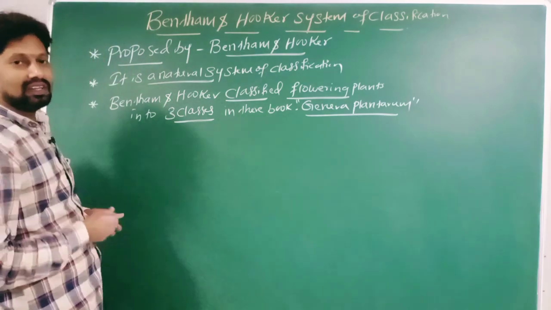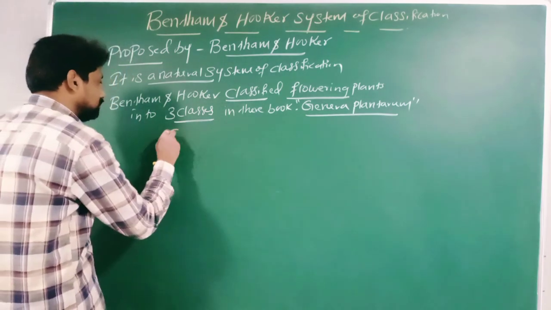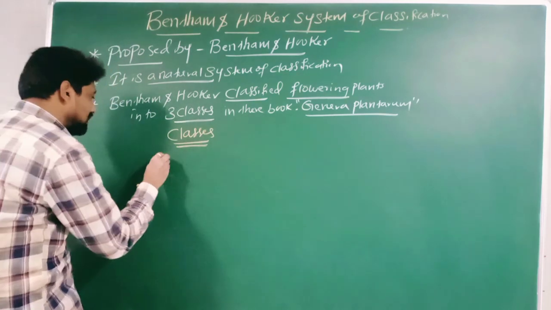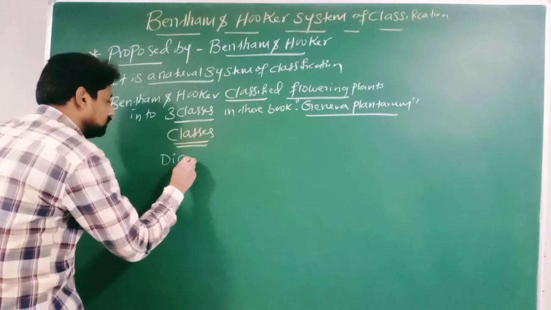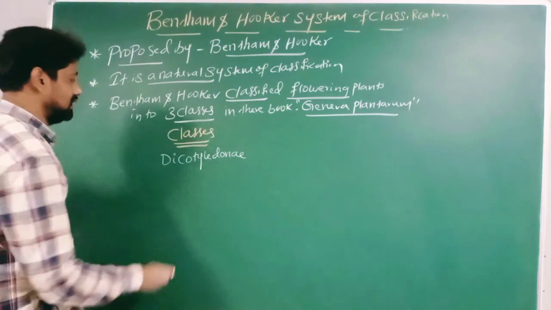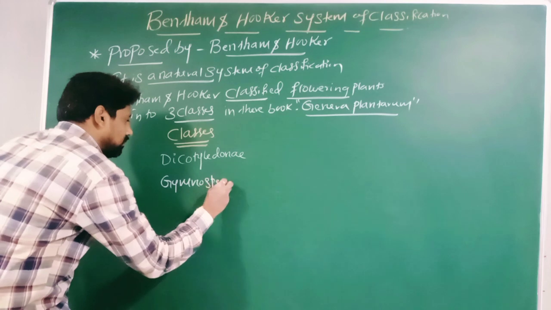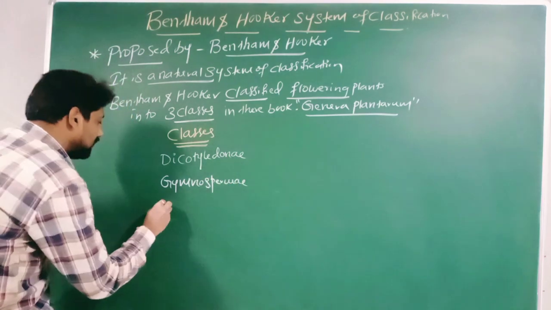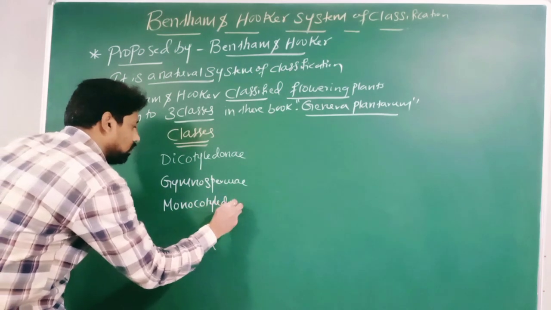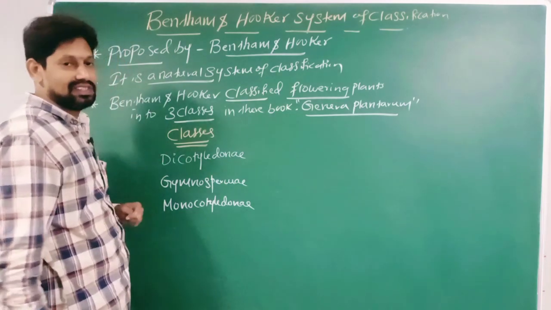Sir, what are the three classes, sir? Number one, Dicotyledonae. What is the first one? Dicotyledonae. Second one is Gymnospermae. Third one is Monocotyledonae. These are the three classes according to the Bentham and Hooker system of classification.